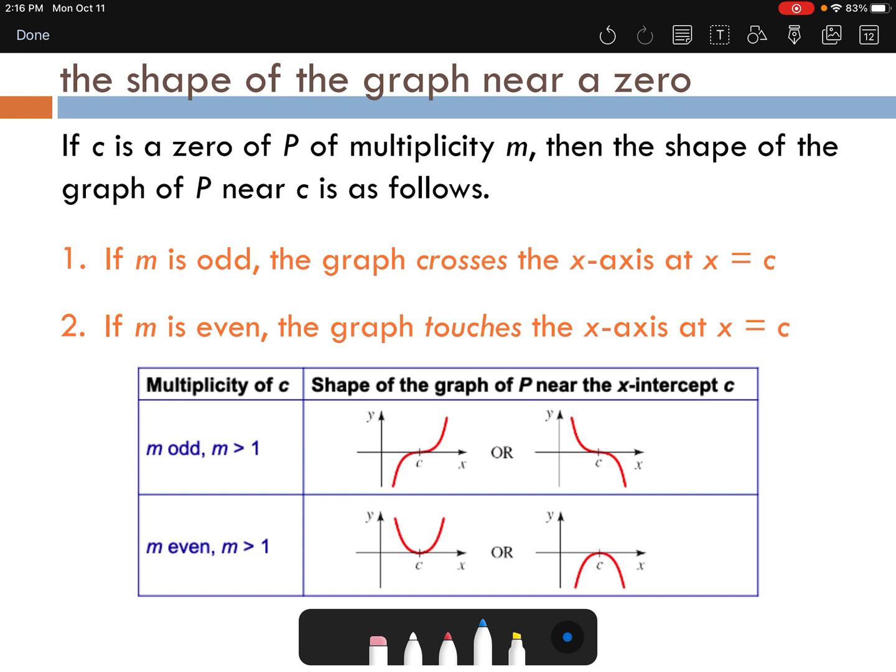Now, what's happening to the shape of the graph near a zero? If c is a zero of p of multiplicity m, then the shape of the graph of p near c is as follows. If m is odd, the graph crosses the x-axis at x equals c. If m is even, the graph touches the x-axis at x equals c. So let me interpret this a little better for you.